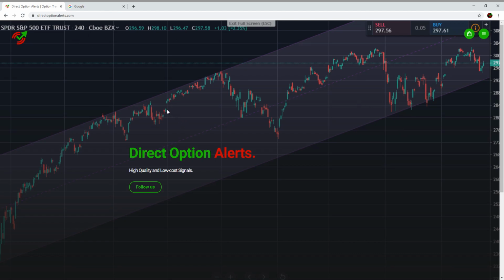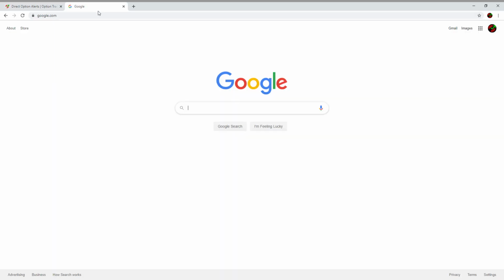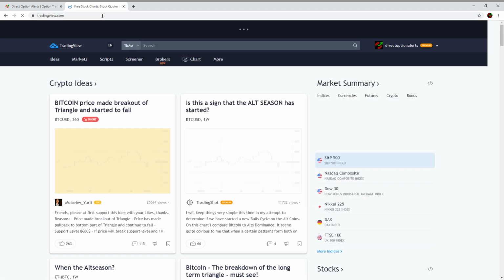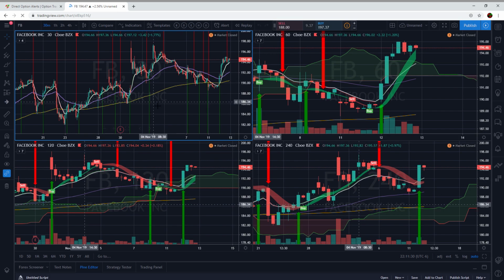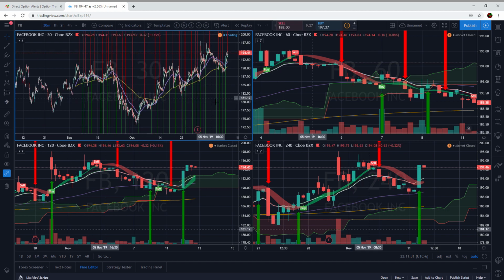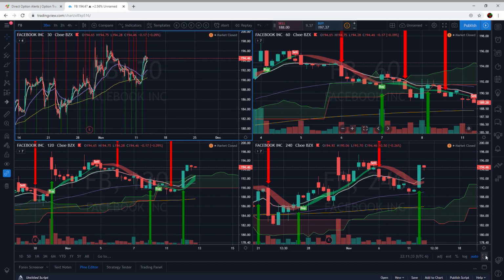Hey guys, today I'll be showing you how I use the DOA sniper. So let's go ahead and go to TradingView, chart. Alright, so let's use Facebook as an example.